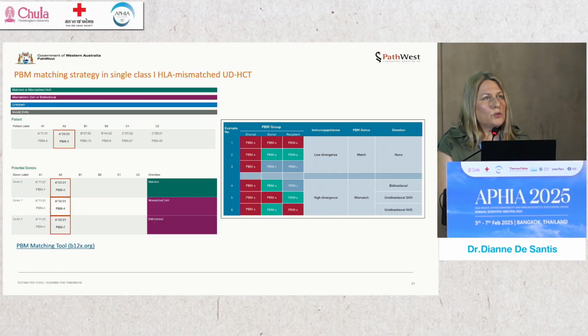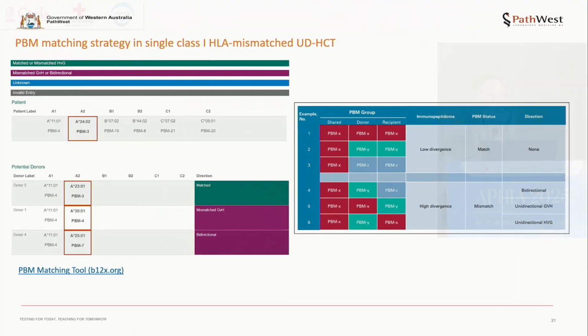So there is a tool to determine PBM matching, so you could use the tool in the clinic. Using this tool, the PBM groups can be assigned for each HLA-B allele, or for each class 1 allele. Both the shared and the mismatched HLA-A, B or C alleles in the recipient and in the donor were assigned to any of the 21 PBM groups, indicated here in the table as PBM X, Y or Z. So if two mismatched alleles belong to the same PBM group, the immunopeptidomes presented by the mismatched allotypes have lower predicted divergence, and these are shown in examples 1 to 3 here.